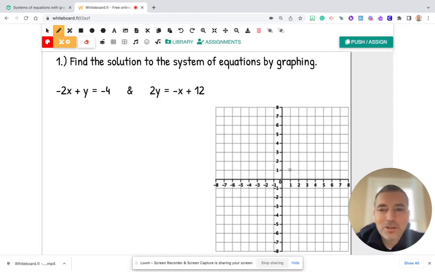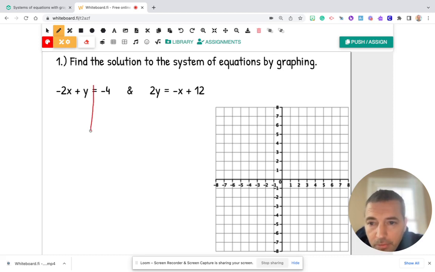Hey guys, we're going to solve question number 1 here. Find the solution to the system of equations by graphing. This time you're going to notice that these equations are not in slope-intercept form. They're not in y equals mx plus b form. So we need to get them there before we graph them. So let's work on this first one here.